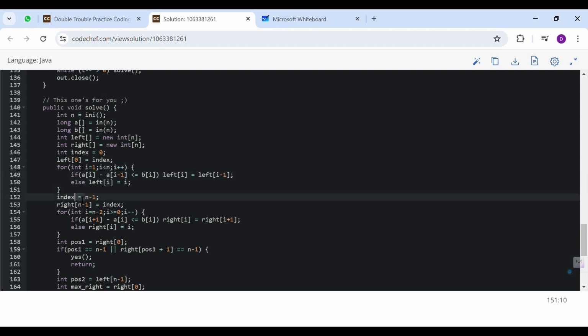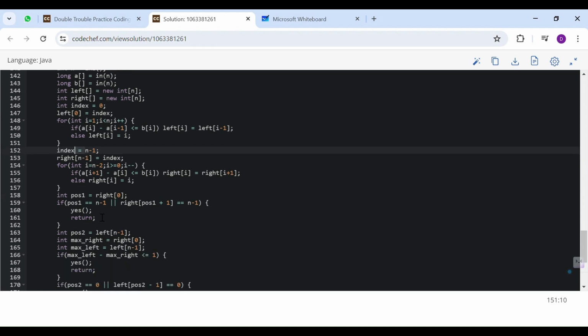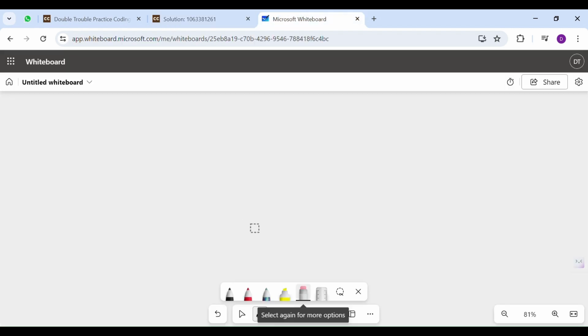And for right, same process in reverse. I put right of n minus 1 is equal to n minus 1, and then if the distance is less than or equal to the power, right of I becomes right of I plus 1, else right of I becomes I. Now we have got our left and right array values. Now we just need to find whether it is possible to activate all the balls in two moves or not.